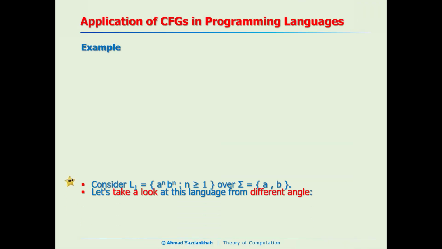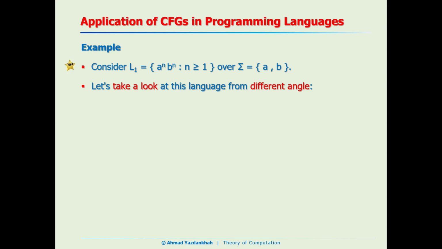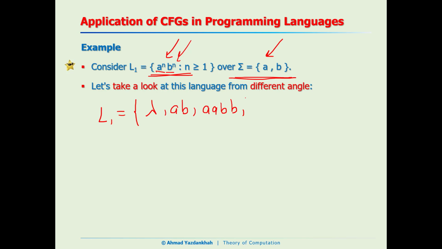Before finishing this section, I would like to give you an idea that in some cases we can look at a language differently. What do I mean? For example, this language that we have been so familiar with since the beginning of the semester, A to the N, B to the N. Now I want to look at this language a little bit differently. How? Do these A's and B's always have to be A's and B's? Of course not. If the alphabet looks like this, then the language looks like this: lambda, AB, AABB, and so forth.